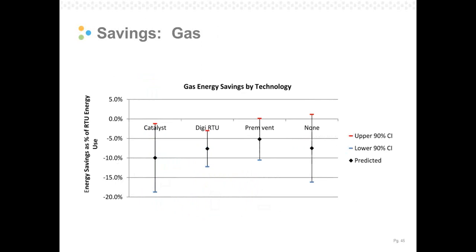The gas savings was something that was not exactly expected, but it was in line with what we've seen in other studies. The gas, in every case, the installation of the optimization packages resulted in an increase in gas use. In the case of the Catalyst, it was a 10% increase. The Digi RTU was about 7 or 8%, and the premium ventilation was around 5%. And you also see, again, that category of the none, the units that did not have optimization packages, they also had an increase in energy use as a result of the optimization packages.